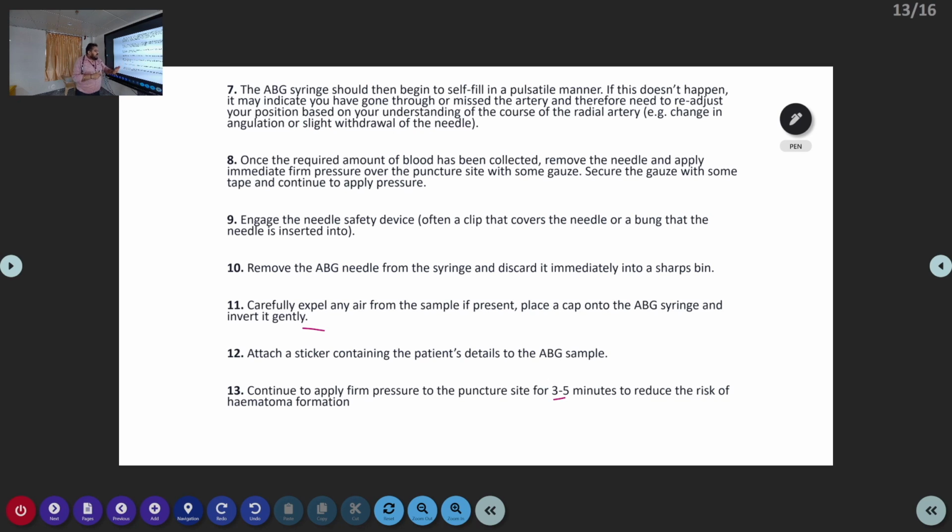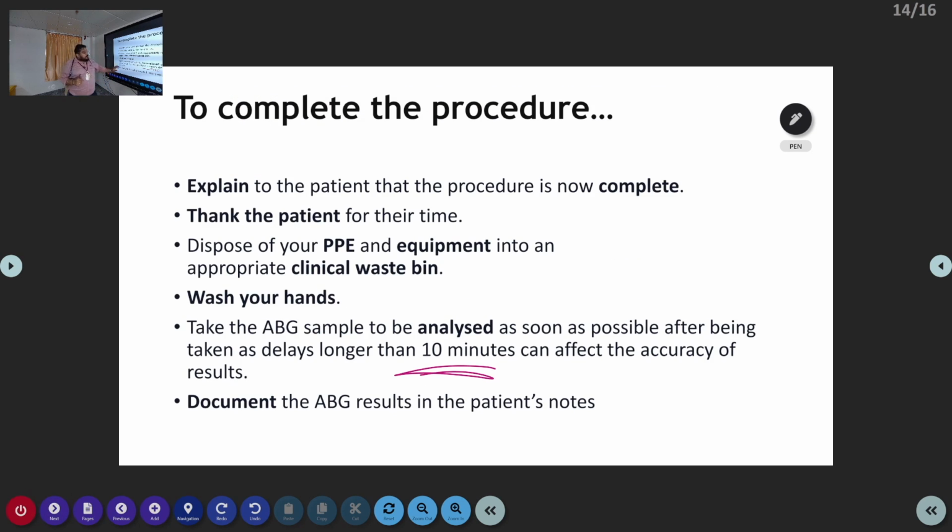Carefully expel any air, attach a sticker containing patient details, and continue to apply firm pressure at the puncture site for 3 to 5 minutes to reduce the risk of hematoma formation. To complete the procedure, what all things do you need to do? Explain to the patient that the procedure is now complete.